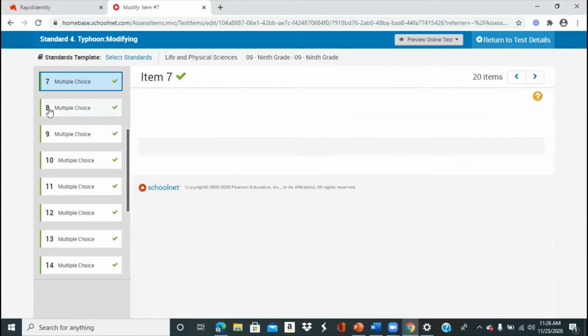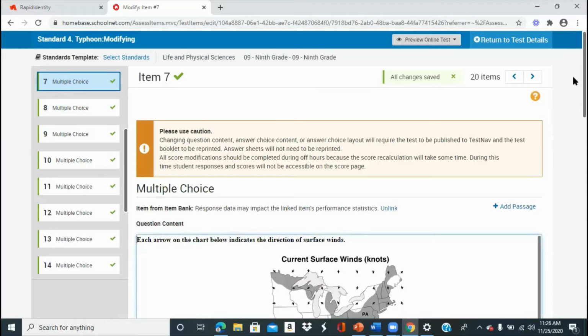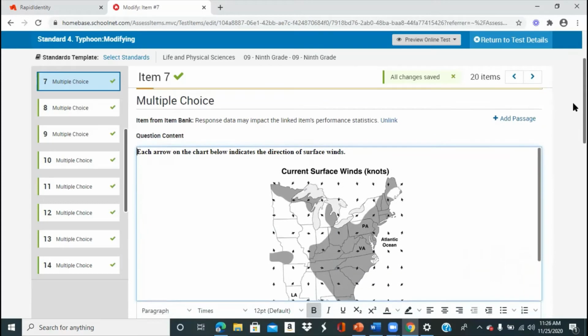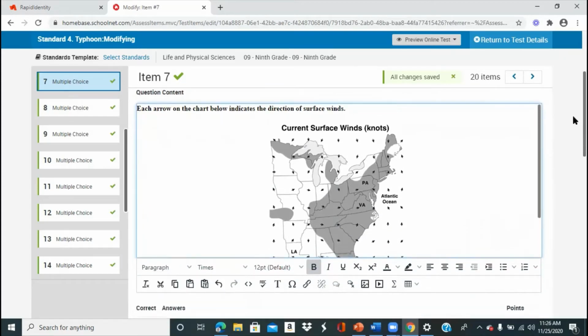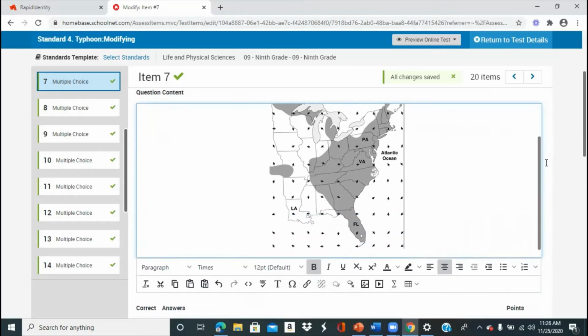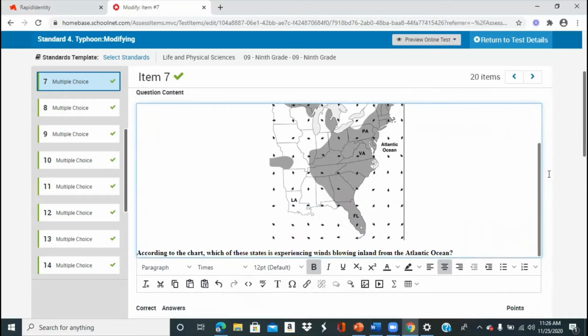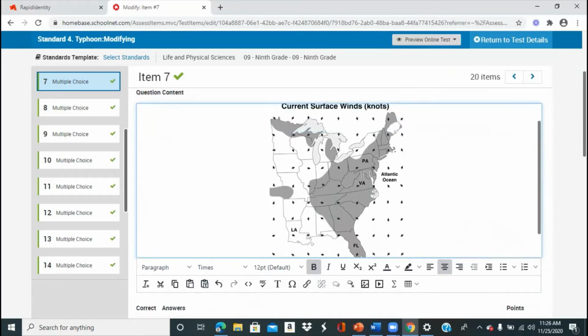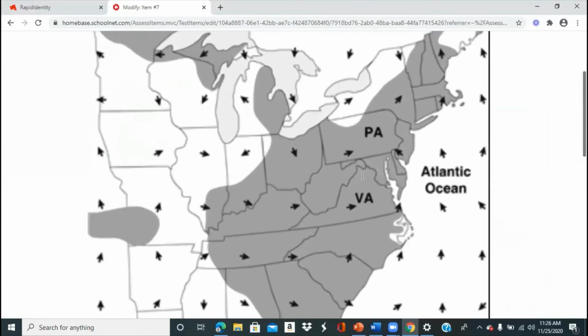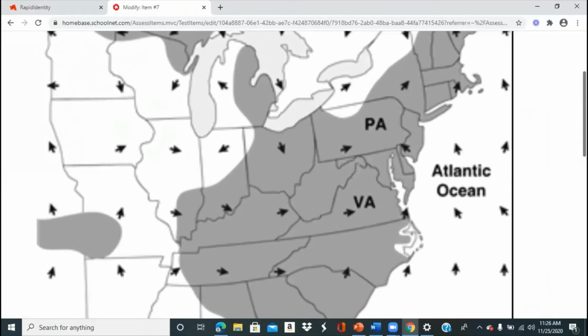So we go to item number 7. In item number 7, each arrow on the chart below indicates the direction of the surface winds. So you have here arrows going towards the land and arrows going from the land towards the ocean. According to the chart, which of these states is experiencing winds blowing inland from the Atlantic Ocean? So what does it mean? If you magnify the picture, you'll see the different arrows.